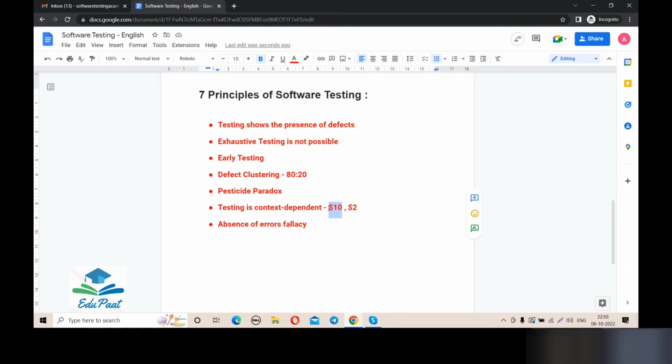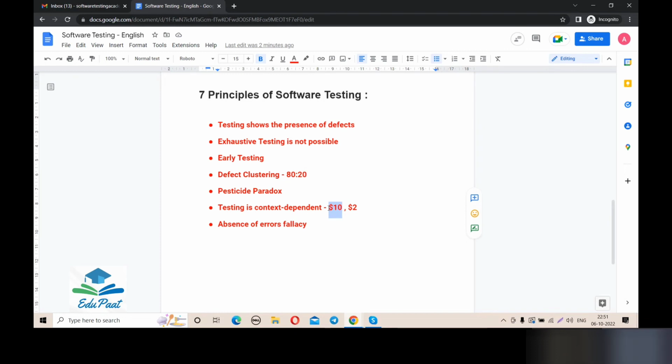Because, just for a real-time example, one mobile costs 20,000 and one mobile costs 10,000. So are the two mobiles similar? Is the functionality similar? Obviously no, because the mobile that costs 20,000 rupees has some extra specifications compared with the 10,000 mobile. That is a true fact.